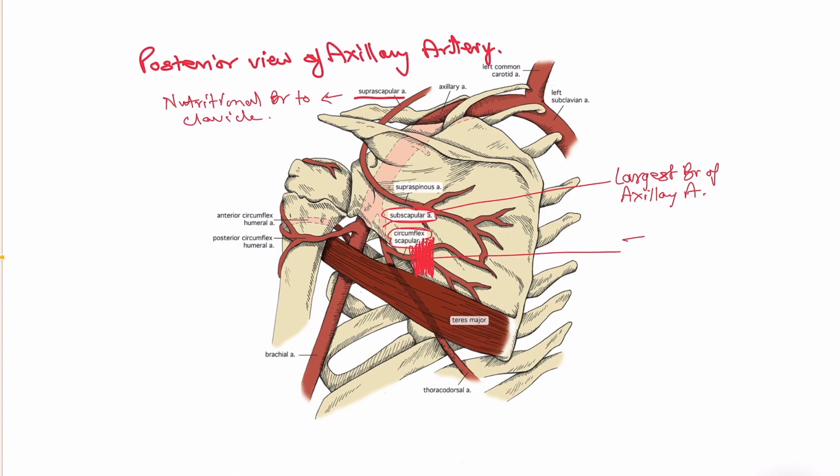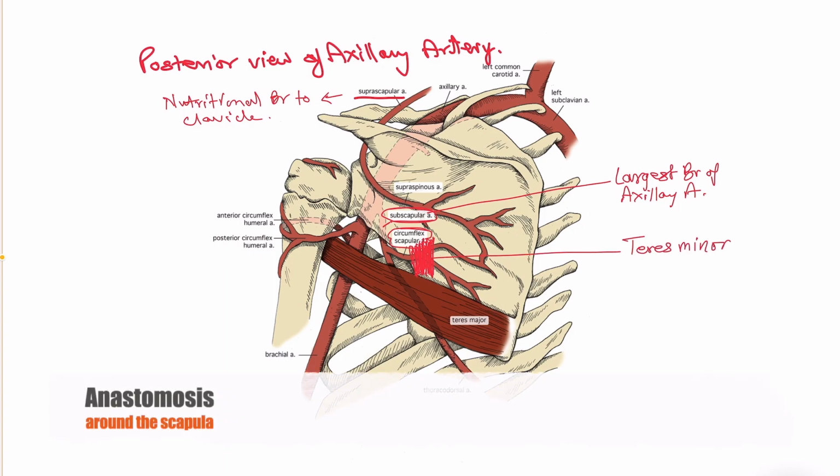This muscle is teres minor. So after perforating teres minor, it reaches onto the dorsum of the scapula, right? In the infraspinous fossa, here it will participate in the anastomosis. You can see that the subscapular artery is also reaching there, the circumflex scapular, and from the medial side, there is this artery running down. This artery will also participate in this anastomosis on the dorsum of the scapula.